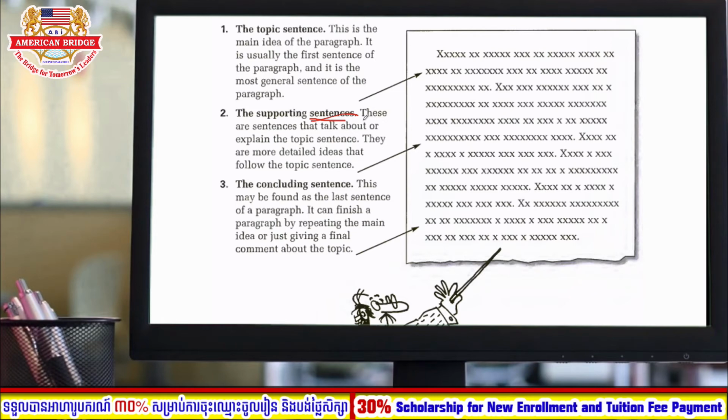Last but not least, the concluding sentence. This may be found at the last sentence of a paragraph. It can finish a paragraph by repeating the main idea, or in other words, we call it the summary, or just giving a final comment about the topic, which is the author's or the writer's opinion.